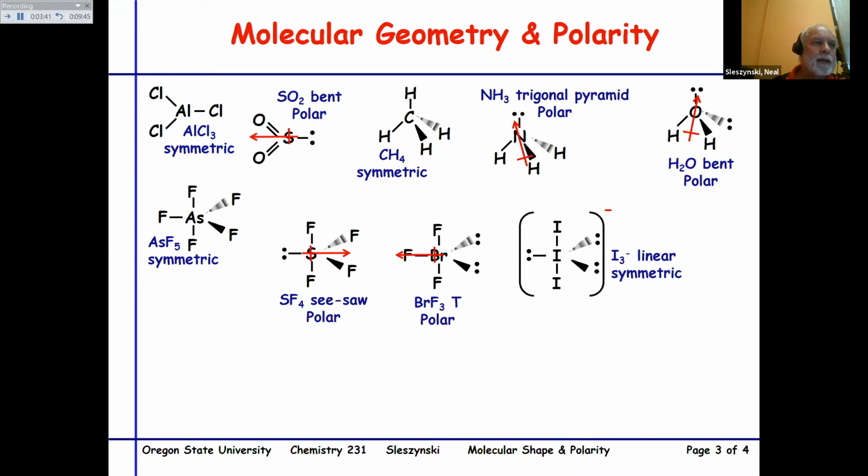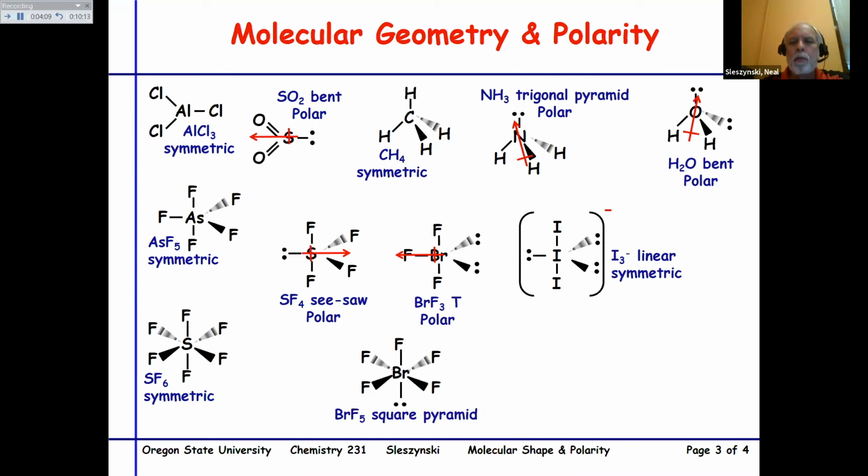Finally, triiodide, which is linear, it is symmetric, but also by definition, all of those iodines have the same electronegativity, so there should be no charge distribution difference between the iodines. Finally, we're going to take a look at octahedral. Sulfur hexafluoride, of course, is symmetric. Center of the positive charge is on the sulfur. Center of the negative charge is also on the sulfur.